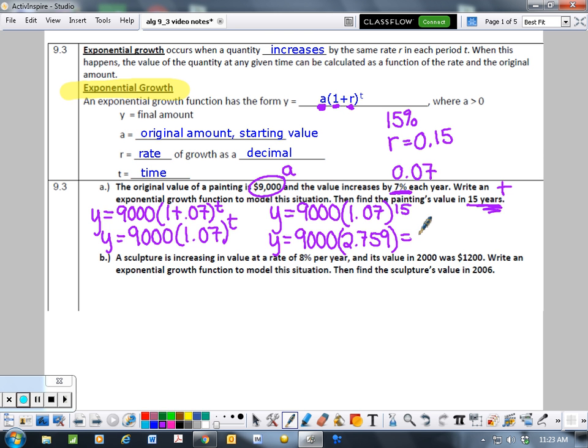And so this becomes 24,831.28. And this is our real value. So it started off being valued at $9,000, but because of interest or inflation, the painting now, after 15 years, is worth $24,831.28.